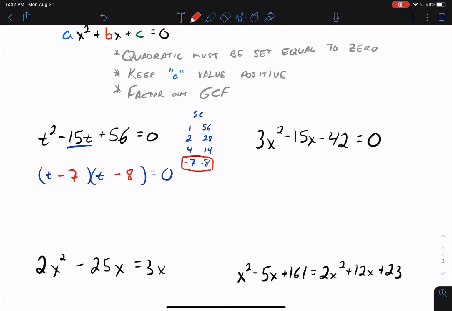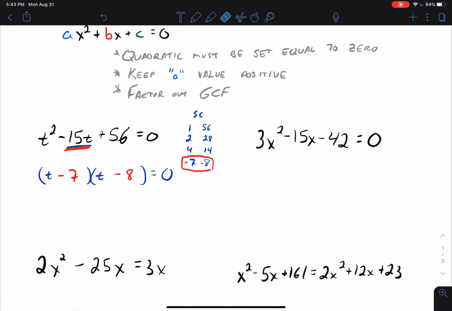The way we can check this is to see, do your first two terms, t times t, give you t squared? Yes. And then do your last two terms multiply to give you positive 56? Yes, they do. And the last check is to do our inners and our outers. Do those combine to give you that middle term? Negative 7t plus negative 8t combine to give me negative 15t. So that's how we know we factored this correctly.